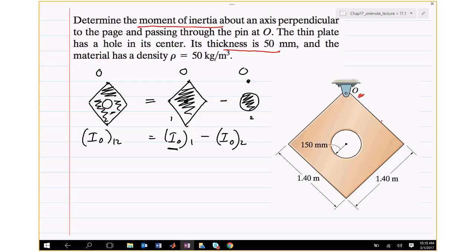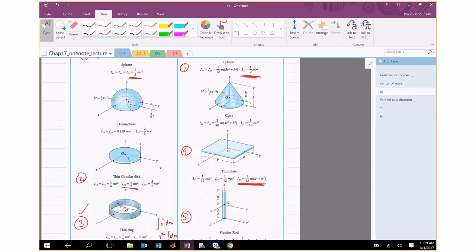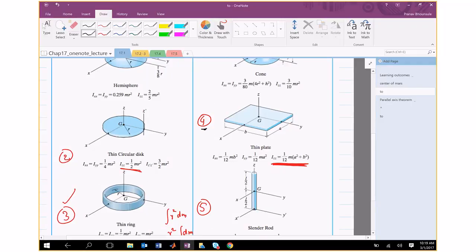Okay, so I'm going to find Ig about the center. So this is a square plate, number 4. Which of these 3 inertias am I interested in?